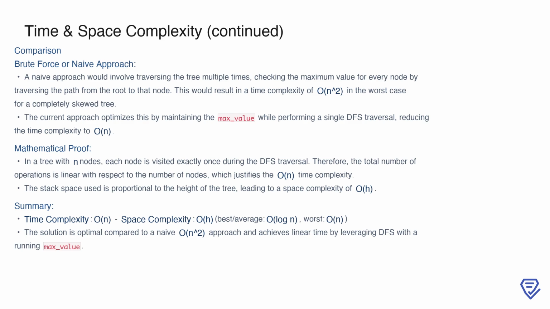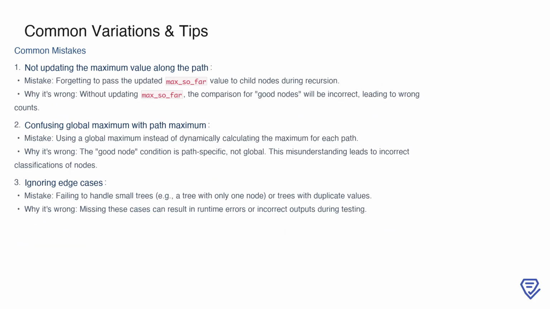This makes the solution highly efficient compared to the naive O(n squared) approach. When solving this problem, there are a few common mistakes that can trip you up. One major issue is not updating the maximum value along the path as you traverse the tree. If you forget to pass the updated max_so_far value to child nodes during recursion, the comparison for identifying good nodes will be based on outdated or incorrect data, leading to an incorrect count.